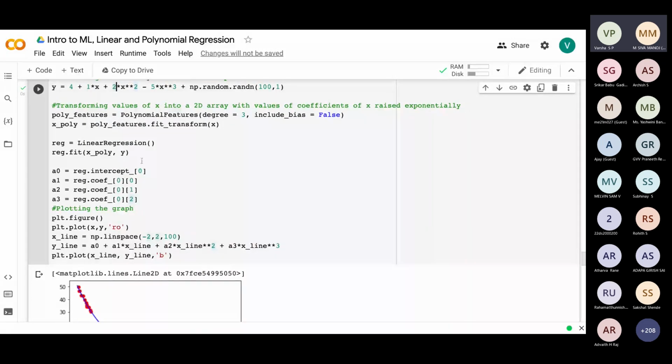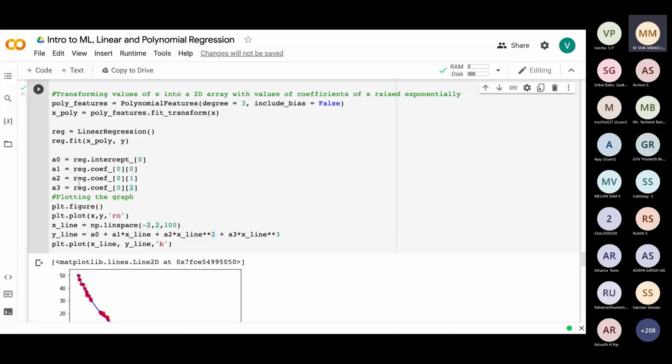Later on, I have assigned the values for a naught, a1, a2 and a3. A naught here will be the intercept, a1 will be the coefficient of x, a2 will be the coefficient of x squared, and a3 will be the coefficient of x cubed. So I've assigned the values for the coefficients of the graph that I'm about to plot.